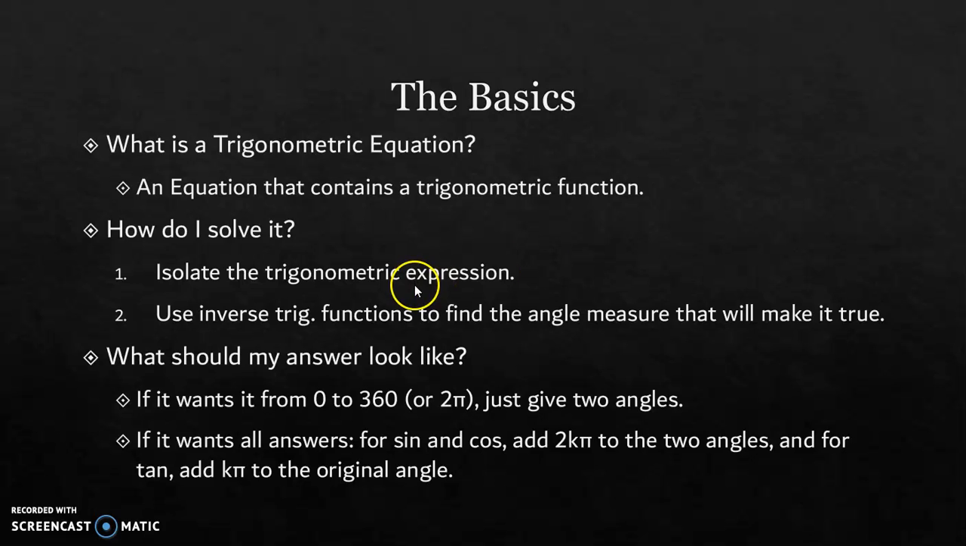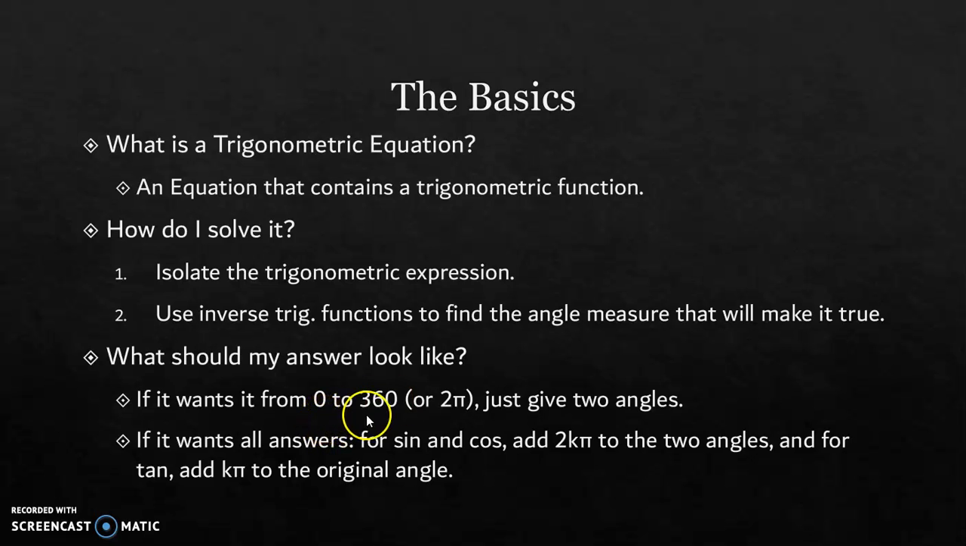Now, how do you solve this? You start off by isolating the trig expression. Then you're going to use inverse trig functions to find the angle measure that's going to make it true. Now, generally, for most trig functions, you're going to have two answers. But depending upon how they word the question, your answer could look different.